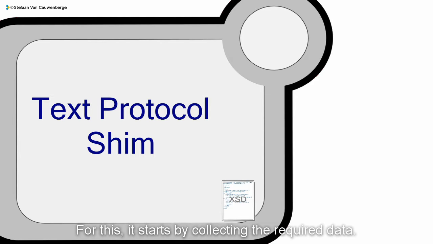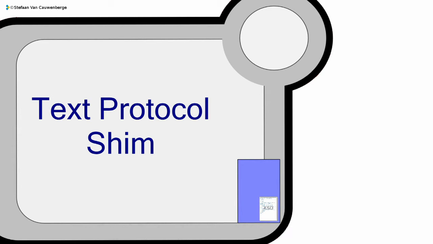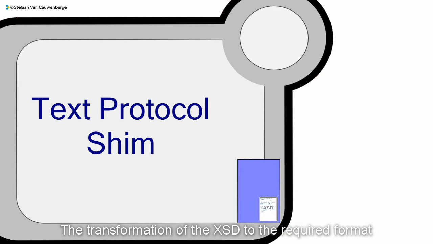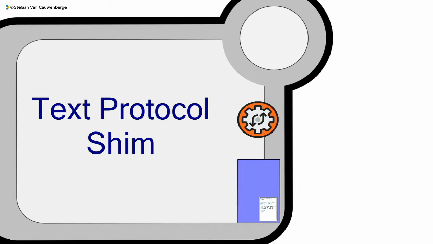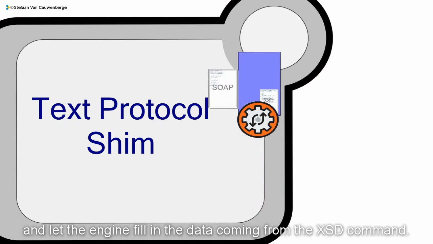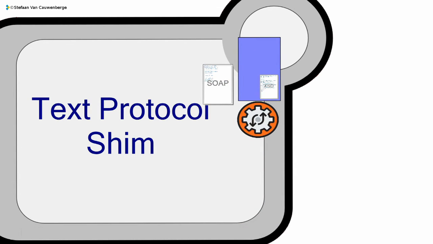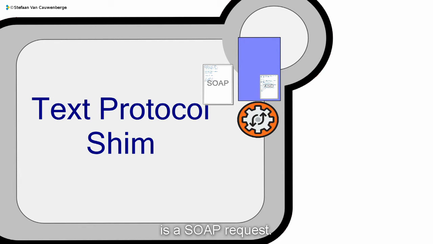For this, it starts by collecting the required data. Initially, this is only the XSD document received. The transformation of the XSD to the required format for the connected system, SOAP in this example, is done by using a template engine, Velocity. This enables you to create a template of the application-specific request and let the engine fill in the data coming from the XSD command. In this example, the result of the template processing is a SOAP request.